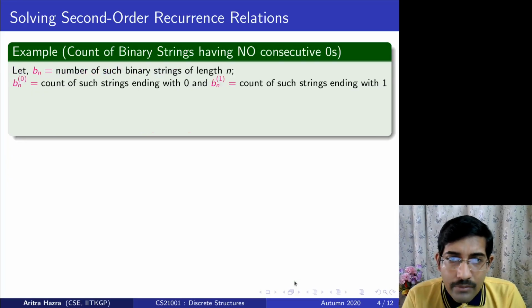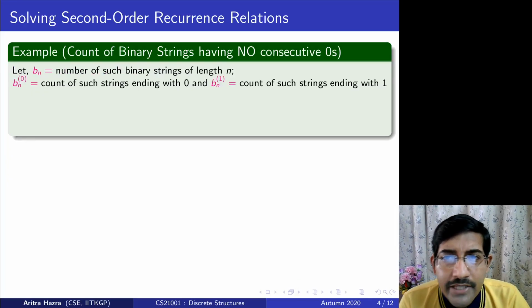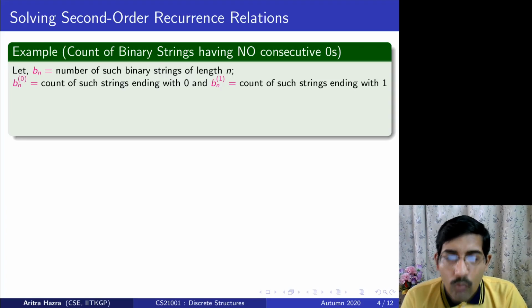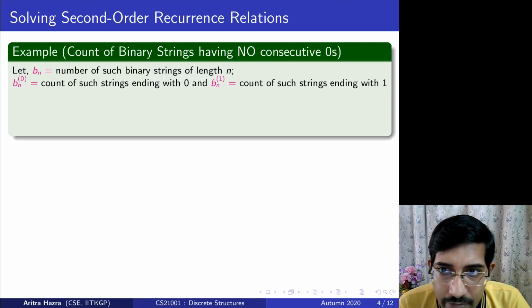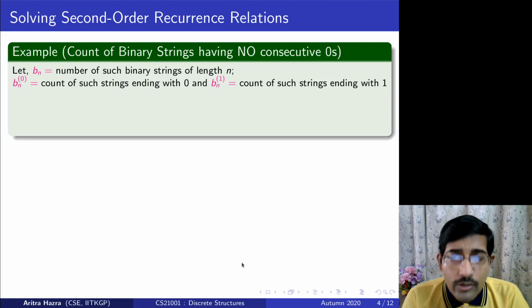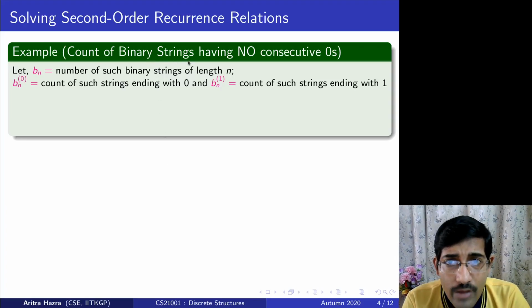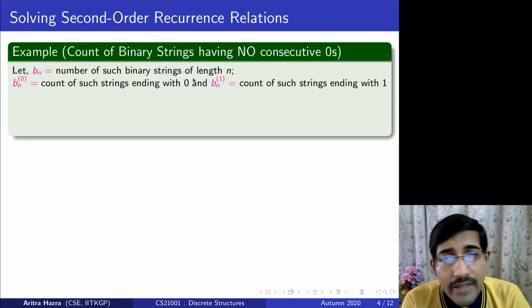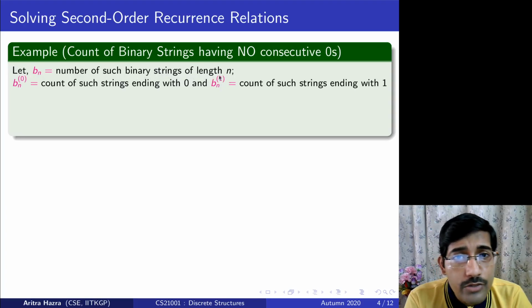Another example: how many binary strings can you have which do not have consecutive zeros? So 1001 is not a valid binary string because it has consecutive zeros, but 1010 is valid. So I want to count all valid such strings where there are no zeros occurring together or in consecutive positions. Let's say for generating the recurrence, I assume Bn is the number of such binary strings of length n where no consecutive zeros occur.